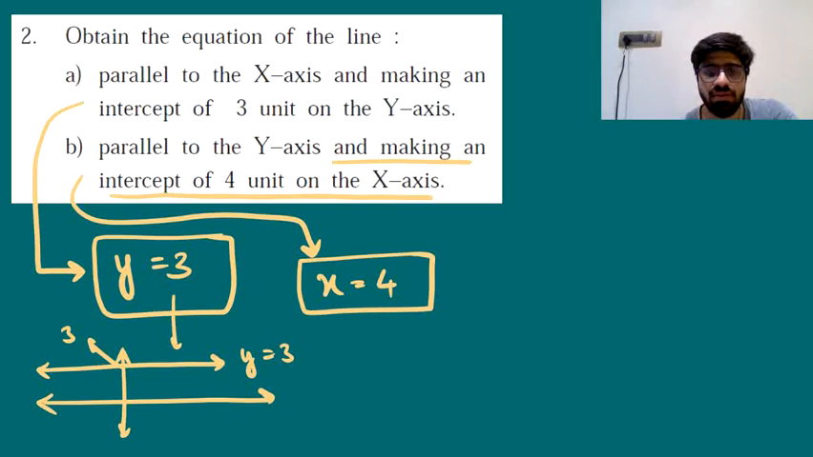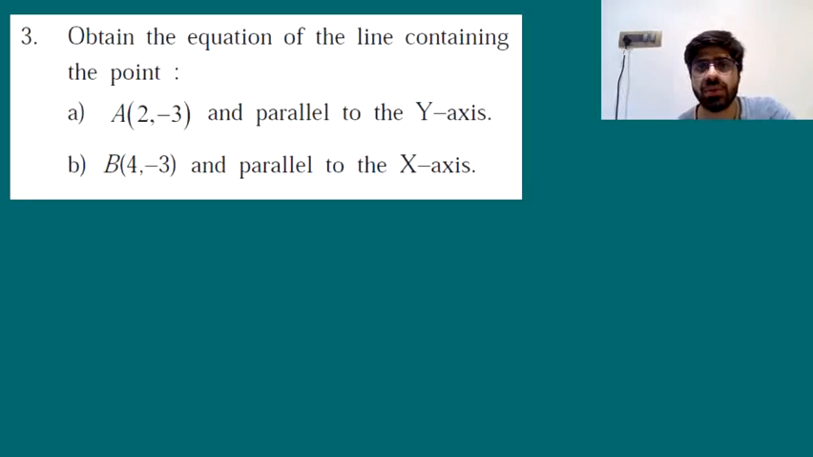And similarly, x equal to 4 will be a vertical line like this, perpendicular to x, and this point out here will be equal to 4. Okay. So with that being clear, let's go ahead with the third question.